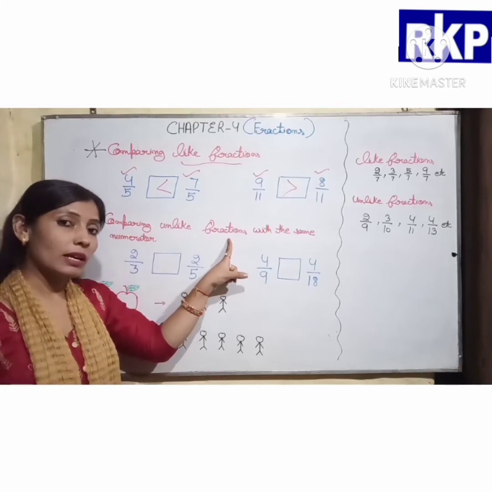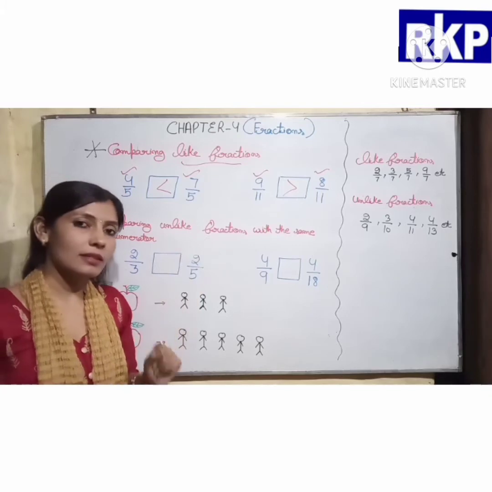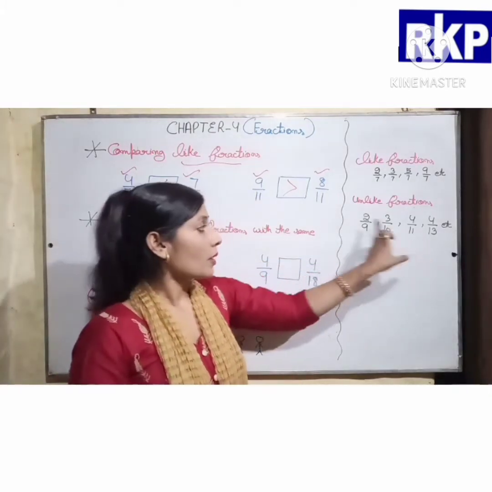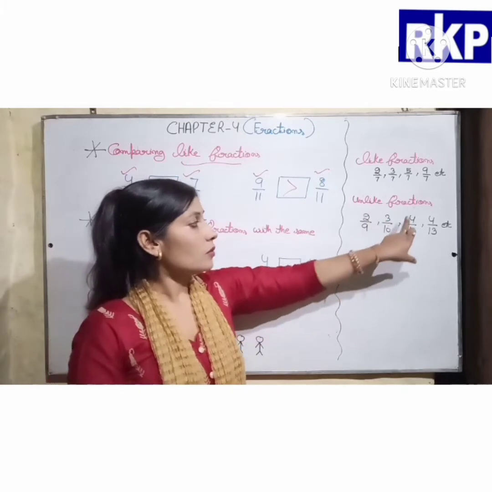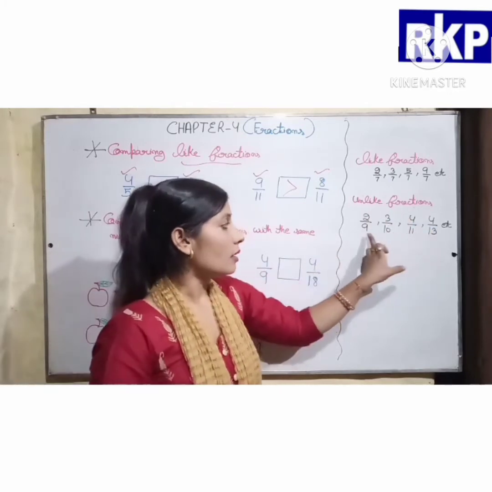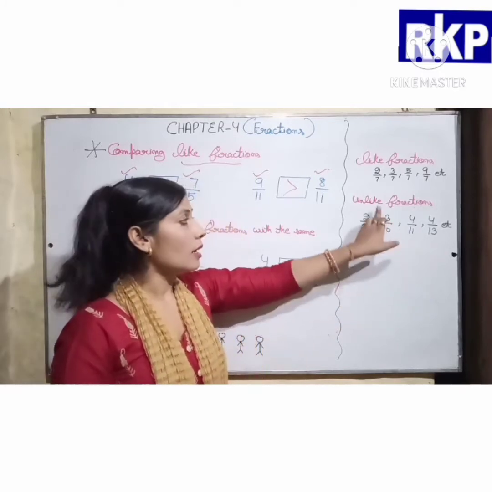Now let us see how we can compare unlike fractions. Students, you know very well which are unlike fractions. Unlike fractions have different denominators. For example, 2 by 9, 3 by 10, 4 by 11, 4 by 13. These all have different denominators, so these are unlike fractions.